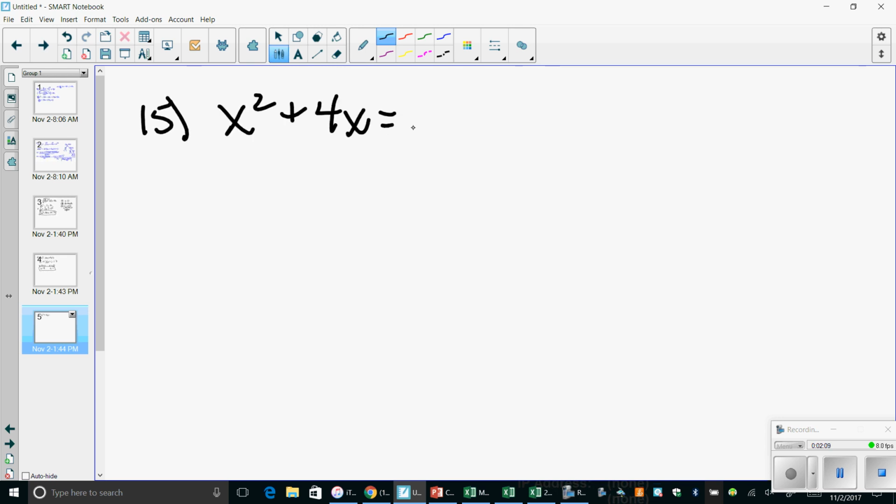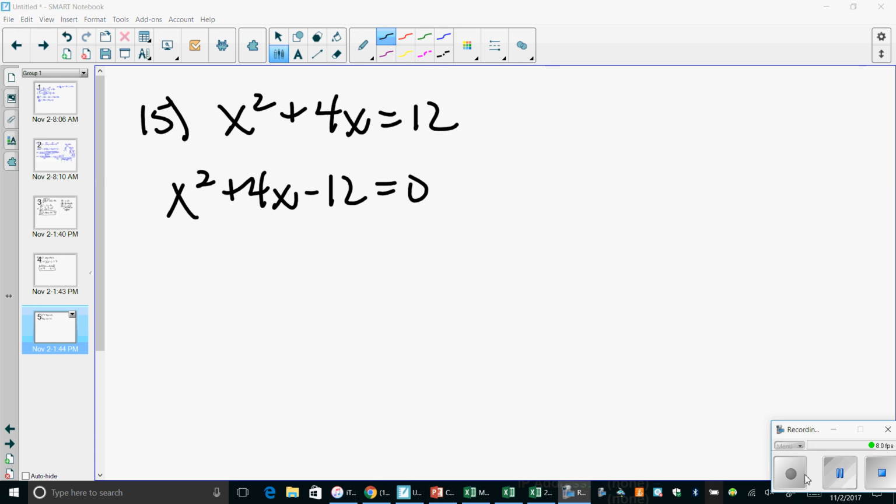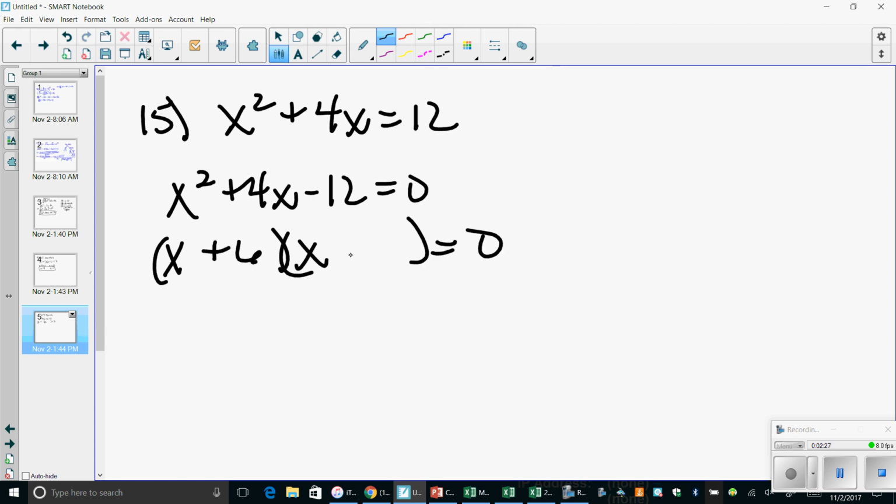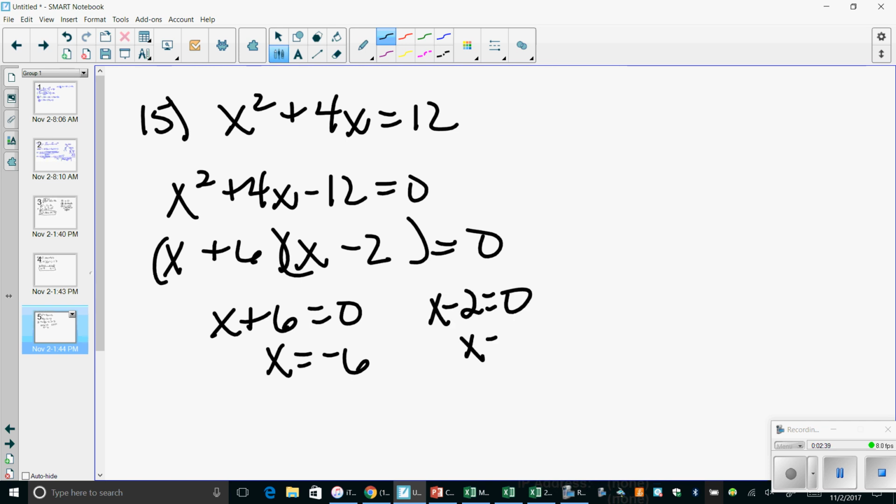So what I want to do before I factor is move this over to this side. x squared plus 4x minus 12 is equal to 0. All right, so we're going to factor this. I need two numbers that multiply to give me a negative 12 and add together to give me a positive 4. That'd be plus 6 and minus 2. That multiplies to give me negative 12, adds up to 4. So x plus 6 equals 0, which would give me negative 6 for an answer. And x minus 2 equals 0, which would give me 2 for an answer.